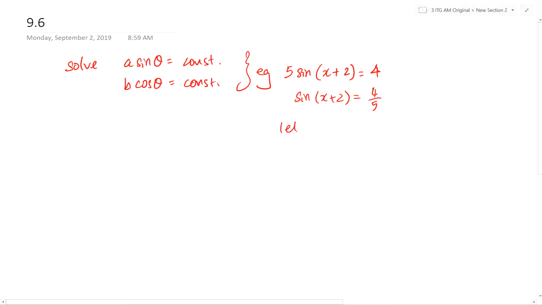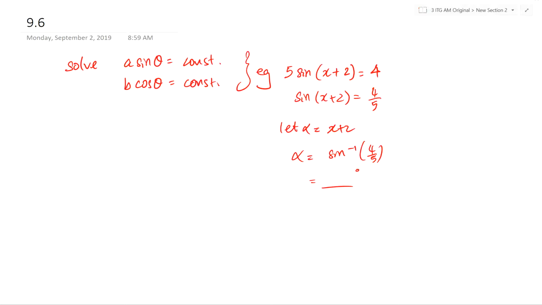Okay, let alpha equal x plus 2. Then what do we do? Find alpha. So alpha is sine inverse 4 over 5, and you get a value. You don't need to round off, because it's just our intermediate step. This is our basic angle. Then what do we do next? x plus 2 equals to?